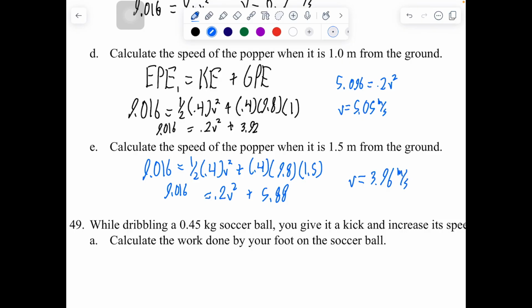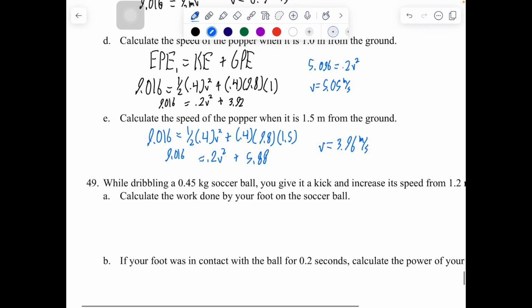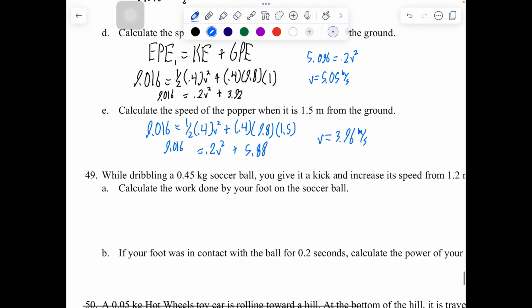Velocity is decreasing. This makes sense. We know from projectiles, our acceleration for a projectile is downward. We should be slowing down as we move up. And from energy, we know we're gaining GPE. Our total must stay the same, so we must be losing KE.